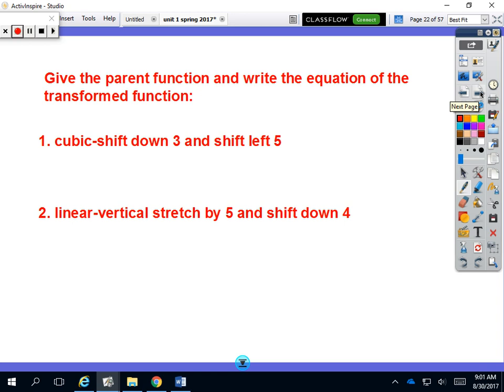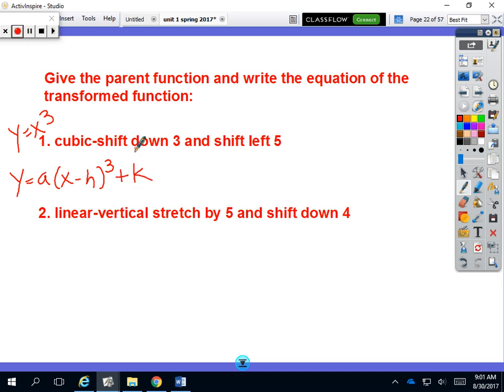So let's say I told you I have a cubic function that shifted down 3 and left 5. And an FYI, I forgot to tell you earlier, I didn't put these on a worksheet. You can just flip over your paper and write these examples somewhere. Cubic, remember, the parent function is y equals x cubed. So that's the parent function. Now let's put that in the standard form. So y equals a times x minus h cubed plus k.